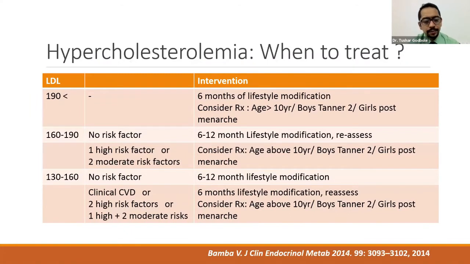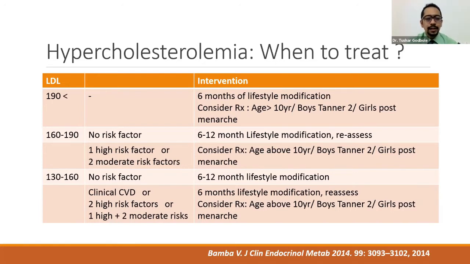Hypercholesterolemia, when do we treat? These are again guidelines from the 2014 JCEM guidelines. If the LDL levels are above 190 after treating the underlying conditions like diabetes or any other conditions, you will treat the child with 6 months of lifestyle modification, and if it does not help in the reduction of the LDL, one would be starting them on statins, boys after Tanner stage 2 and girls only post menarche.